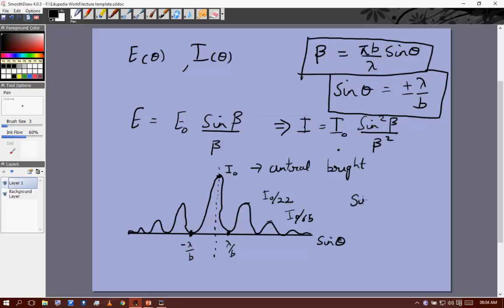And by the way, sine theta is equal to plus minus lambda by b. This is called the angular divergence of the diffracted ray. I'm going to rub this off completely now. Let's go back and look at what we've learned.